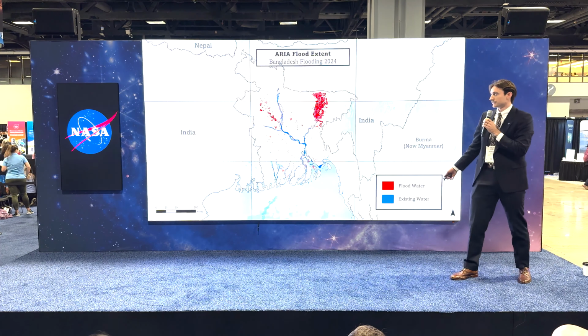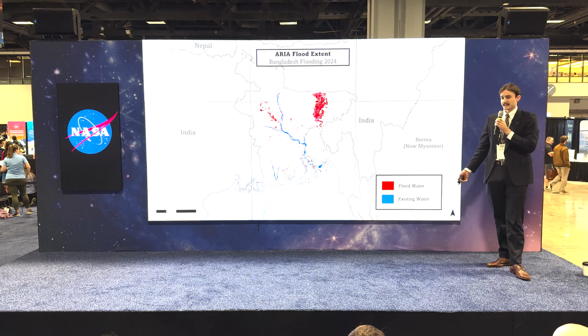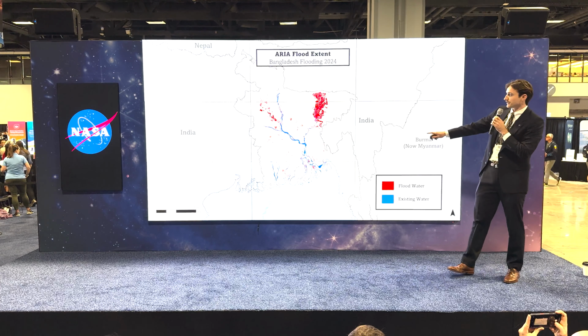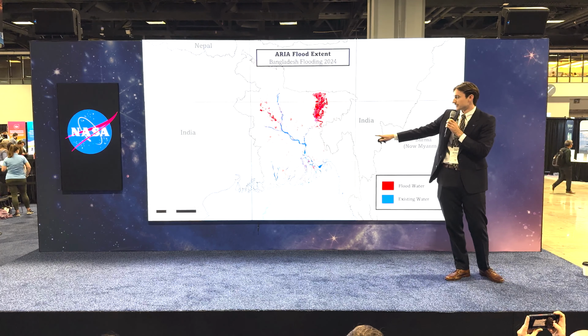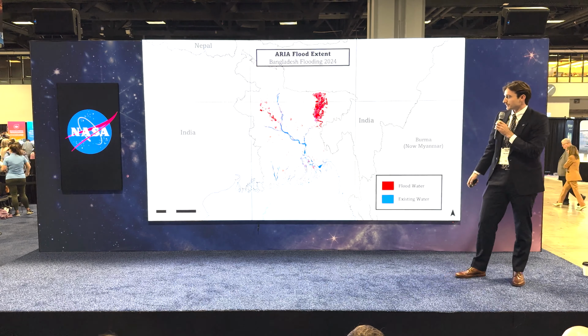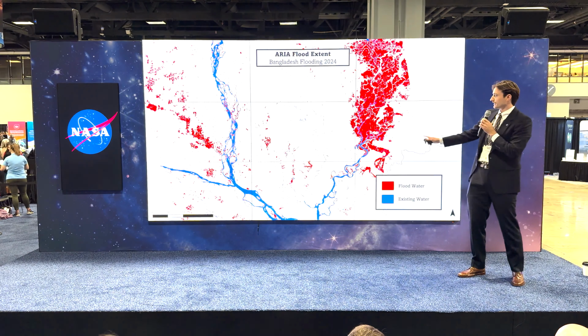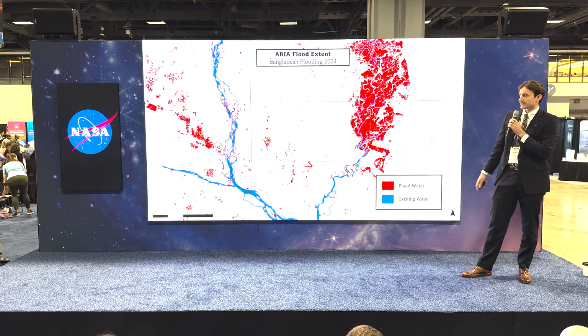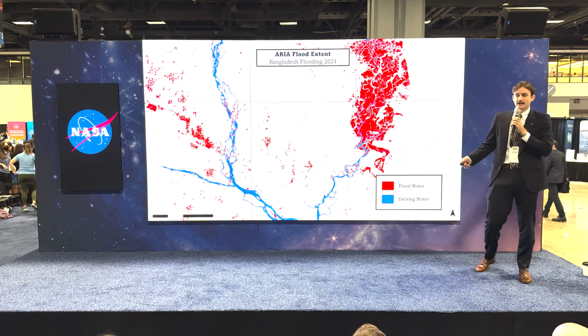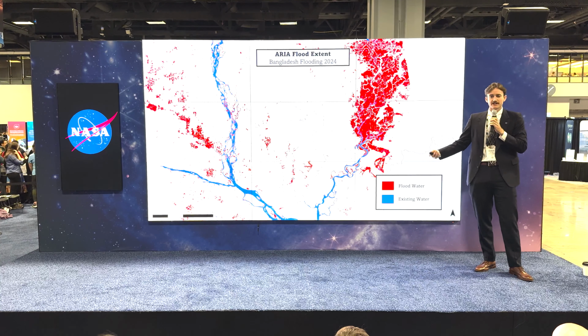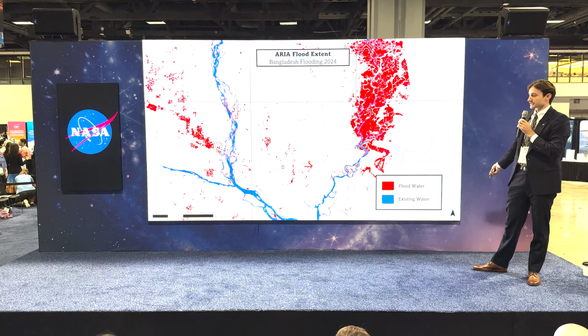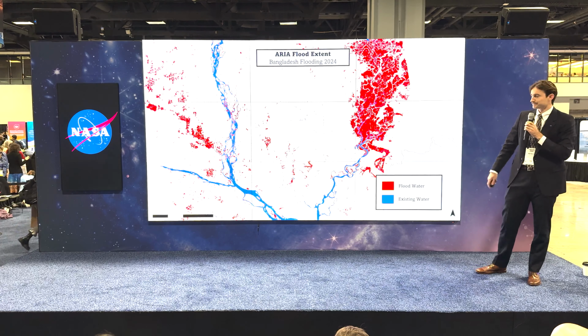And this is what that data looks like at a pretty simple state. So we have the flood water in red and the existing water in blue. And we can zoom in a little bit more and see that riverine flooding a little bit better, some flooding more in the western portion. And this is great. We can get a good overview. We can understand where the flooding is, and that's a good start. But we can take it a little bit further.